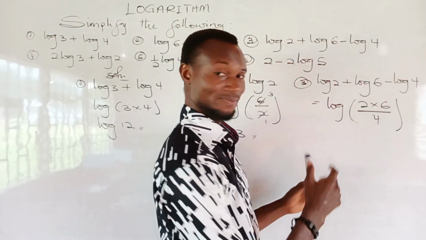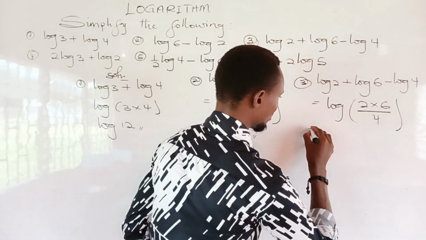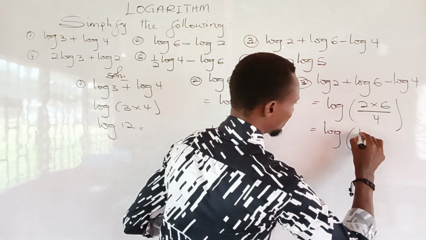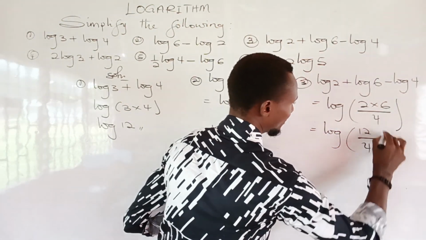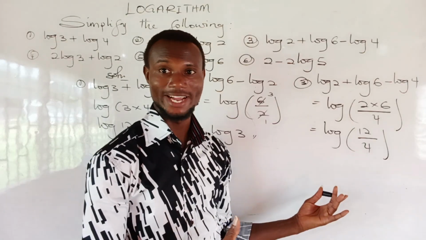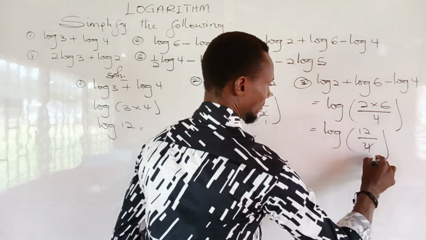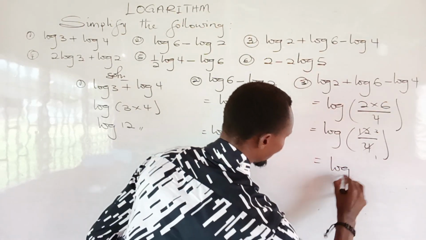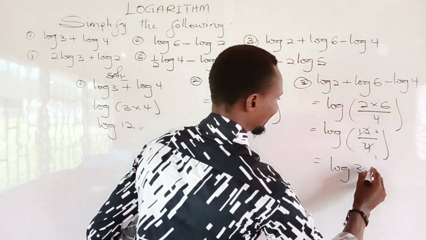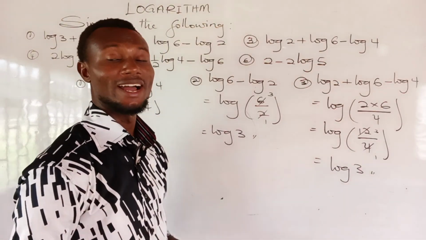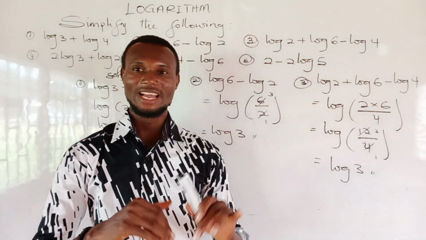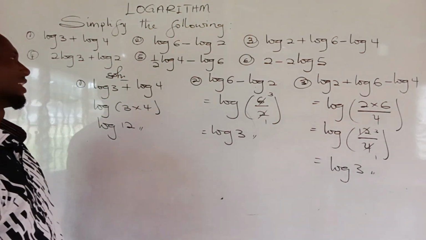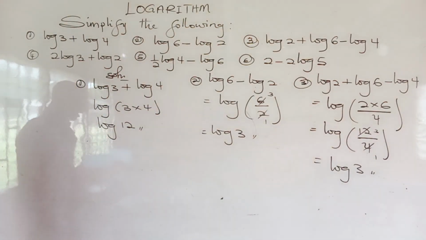So let's go ahead and simplify it. So I'm going to have the log of 2 times 6 is 12 over the 4. And this can still be simplified. Okay, so 4 goes here 1 and 4 goes here 3. So I'm going to have log 3 over 1, which is log 3. And this is my final answer. I hope the explanation is clear enough up to this point. So let's proceed and handle the example 4 as well.